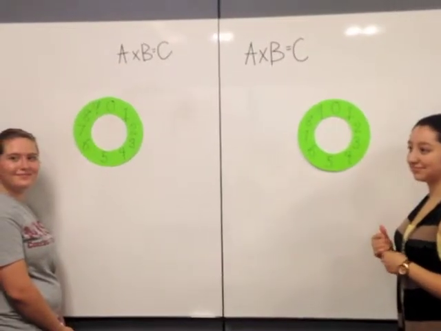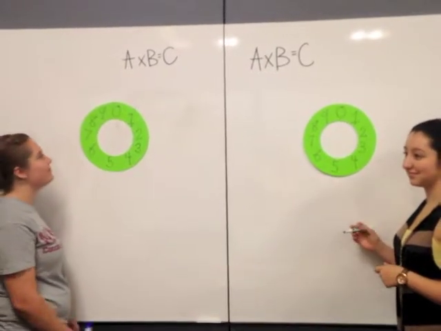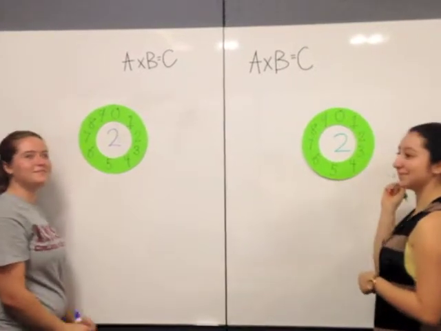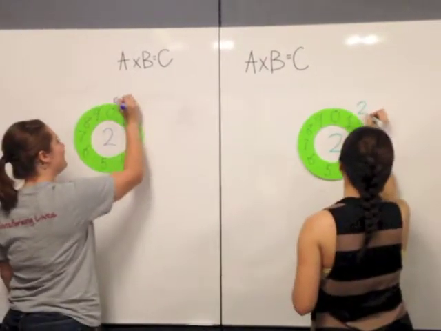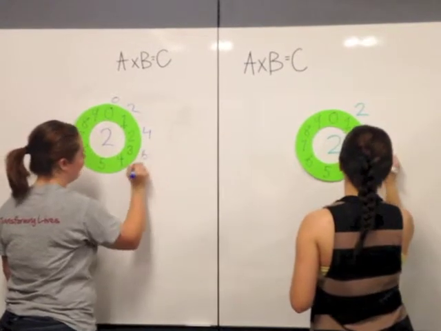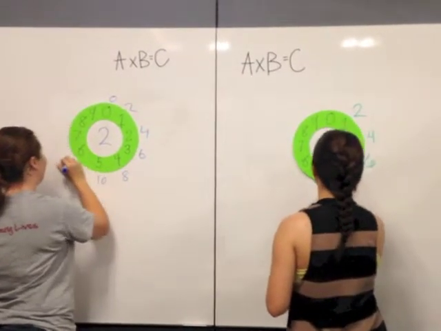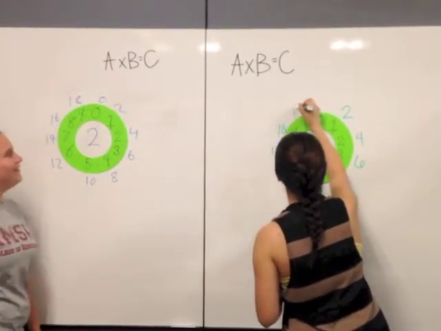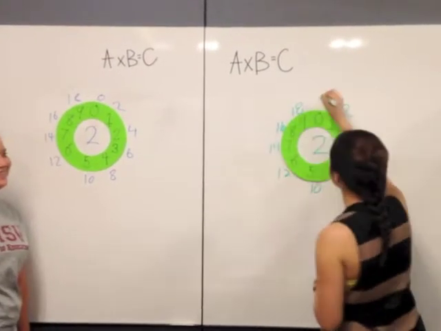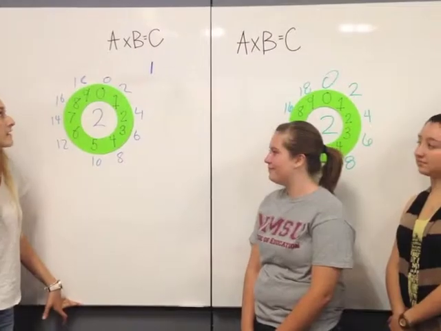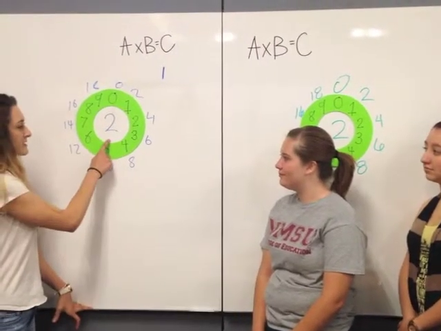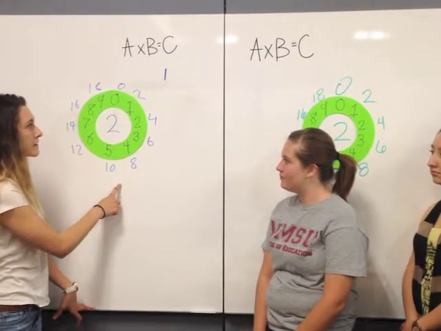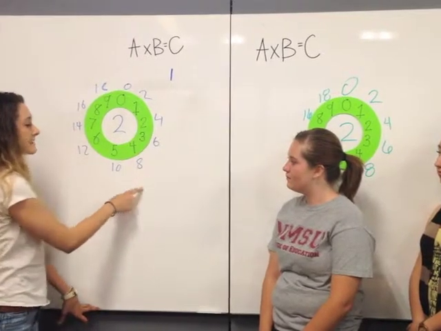Okay girls, for our first round, letter A is going to be number 2. So go ahead and write that in the middle of our donuts. You guys ready? Set, go. Let's notice here when we're multiplying by 2, our outside numbers, the pattern is plus 2 for each one. So you just count 2, 4, 6, 8, and on.